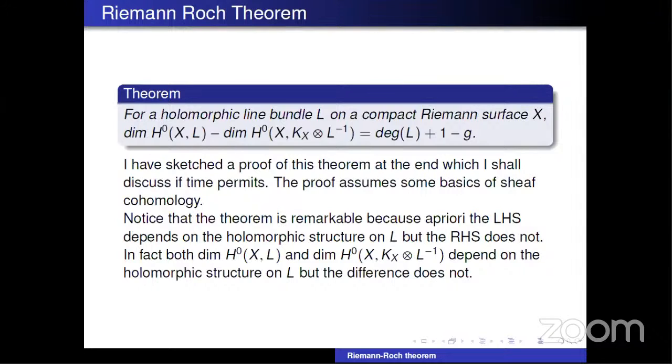So note that this theorem is remarkable because a priori the left hand side depends on the holomorphic structure on L, but the right hand side does not. In fact, both h^0(X, L) and h^0(X, K_X tensor L inverse) depend on the holomorphic structure on L, but the difference does not. I hope any questions.